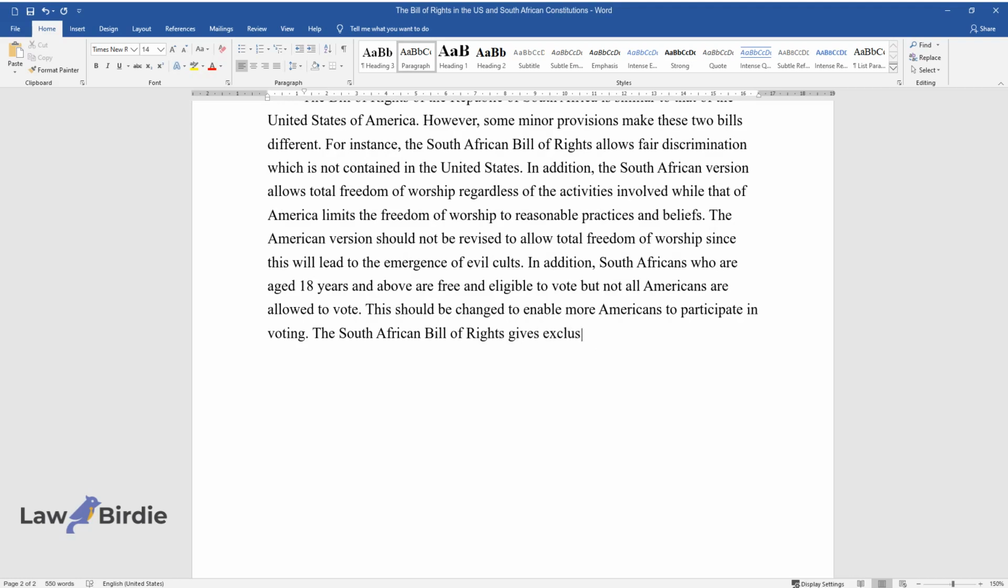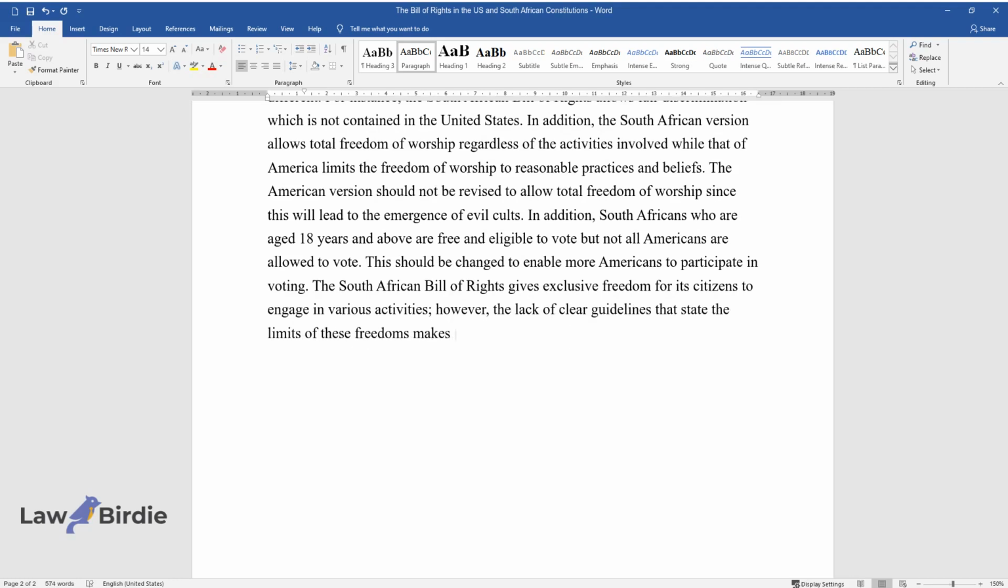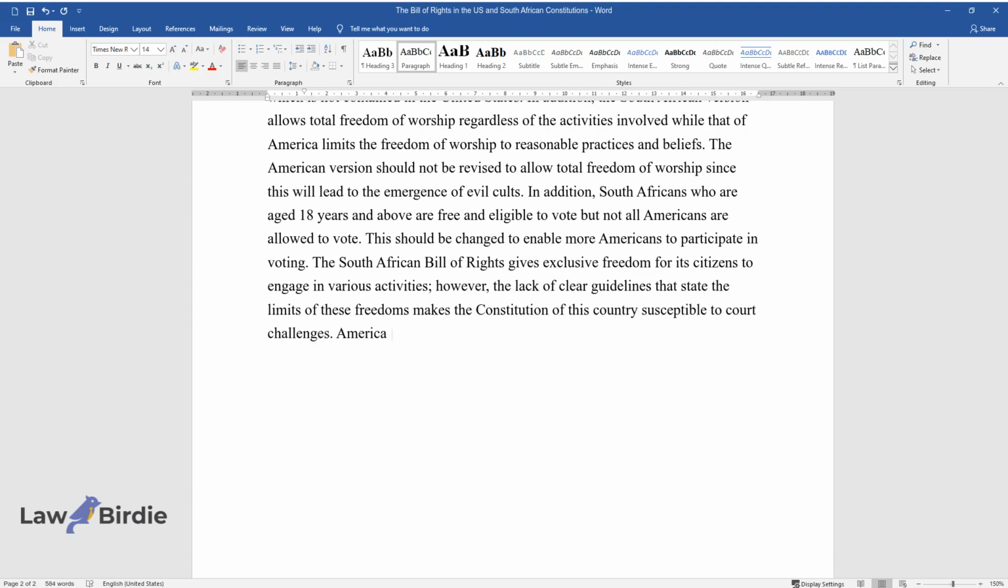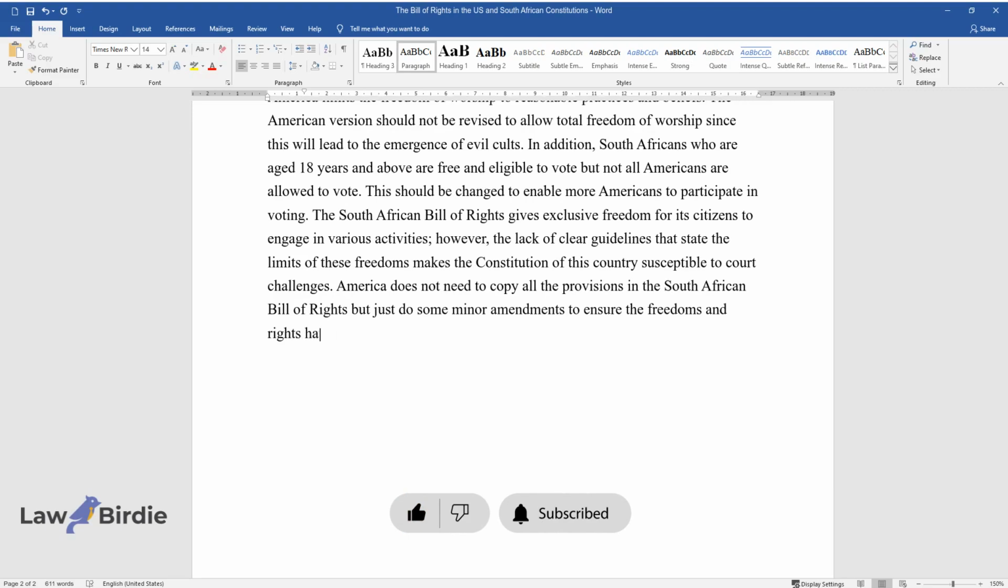The South African Bill of Rights gives exclusive freedom for its citizens to engage in various activities. However, the lack of clear guidelines that state the limits of these freedoms makes the Constitution of this country susceptible to court challenges. America does not need to copy all the provisions in the South African Bill of Rights, but just do some minor amendments to ensure the freedoms and rights have clear limits.